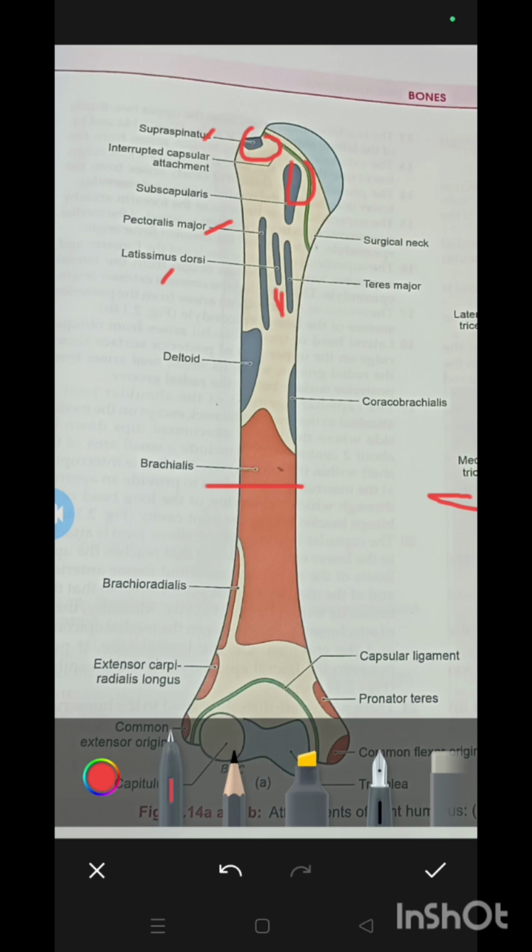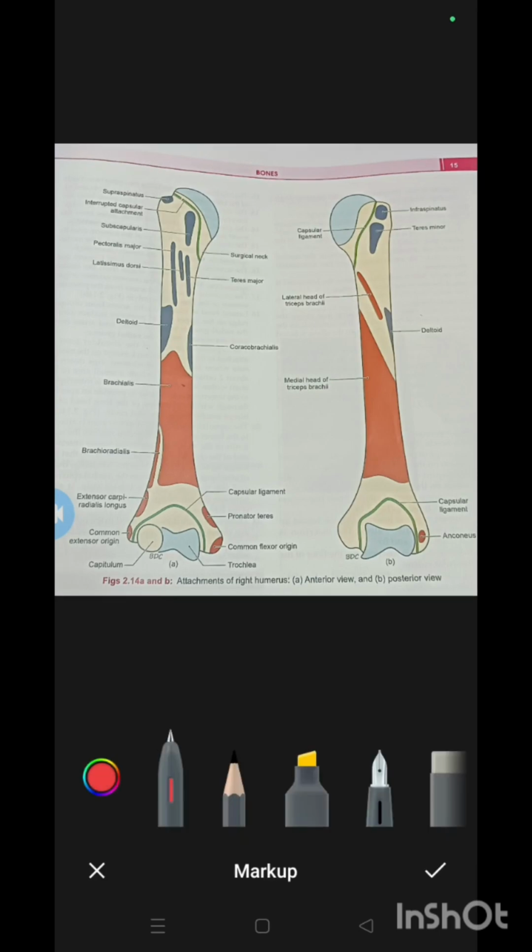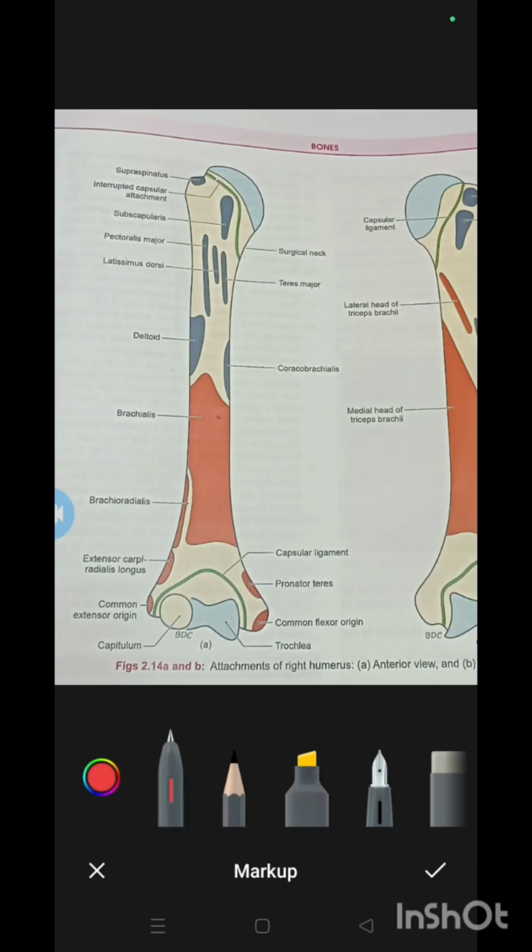Here, to remember the things in the uppermost area, the mnemonic is a lady between two majors, that is, the majors are pectoralis major and teres major. In between, that is latissimus dorsi. Next, teres major is inserted into the medial lip of the intertubercular sulcus.